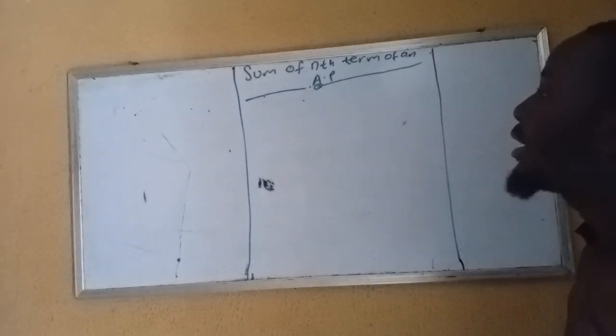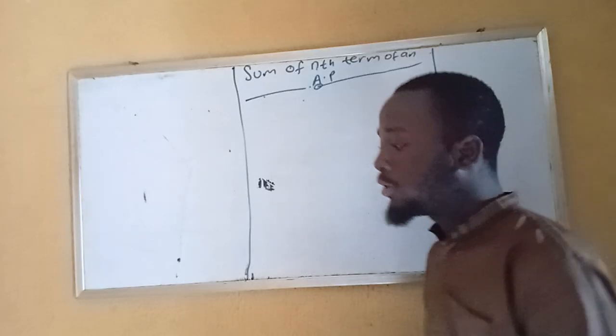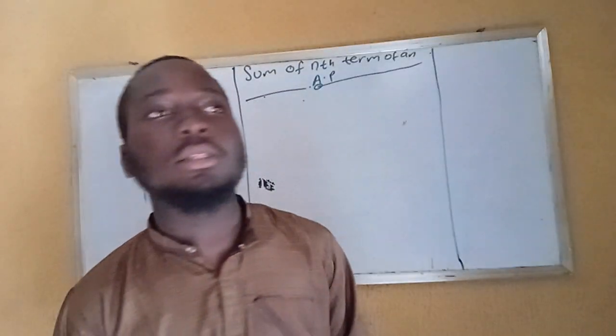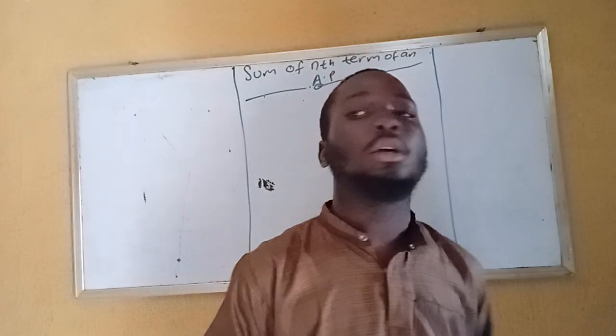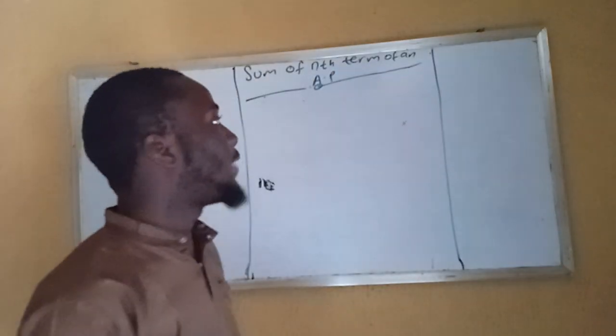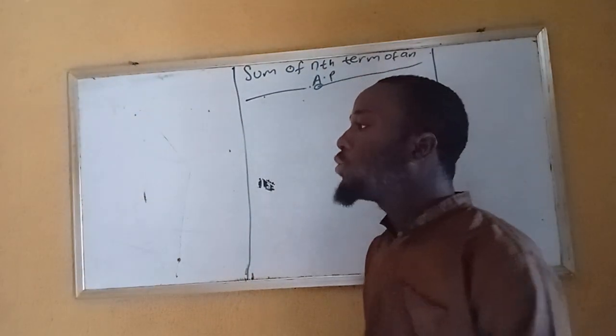Today we are going to be looking at the sum of n terms of an arithmetic progression. During our previous class, we treated the basics and some complex questions under it. Today we are going to be using the sum of an AP. Now let's go. So what do you mean by sum?